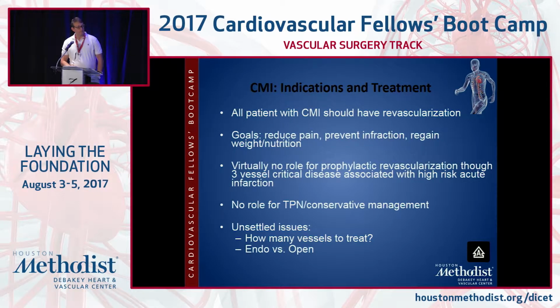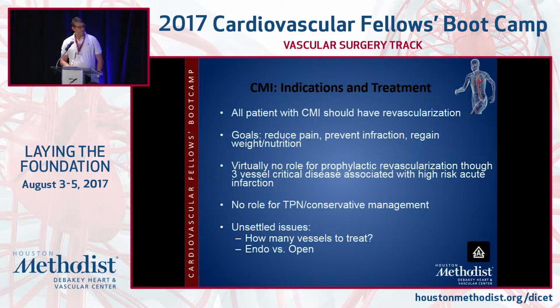On the other hand, there's virtually no role for prophylactic revascularization when you see severe disease that is clinically asymptomatic. One possible exception might be three-vessel critical disease, celiac, SMA, and IMA disease, in a questionable situation where it's hard to know if the patient truly has symptoms or not. There's really also no role for TPN and conservative management. If you have an old, frail patient and you've adopted a palliative approach, it might be reasonable, but it's not going to help them or prolong their longevity.